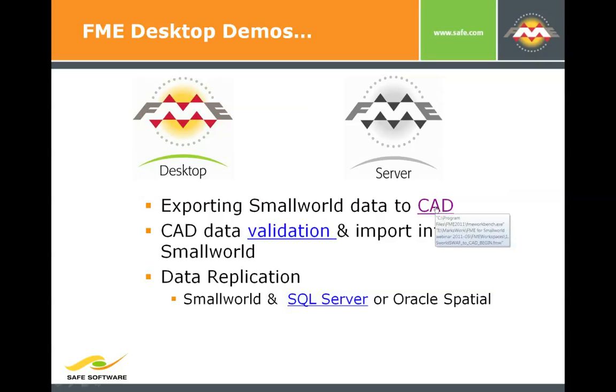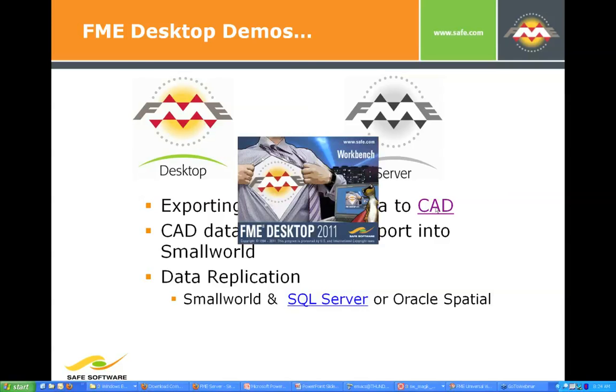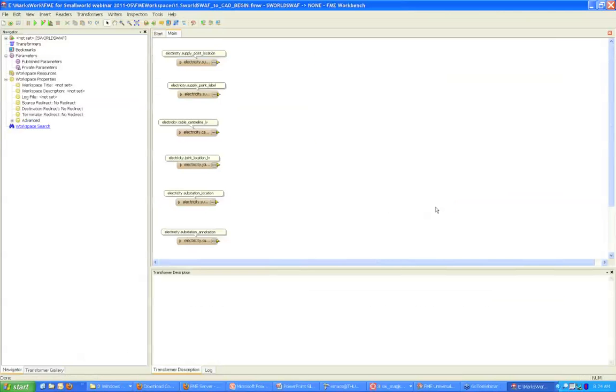So in terms of exporting to CAD, I'm just going to open up our FME Workbench application. And here it is. I've already added a reader to this workspace. In this case, it's the GE Smallworld reader and writer that I brought up. And I've cleaned it up a little bit, and I've just selected a few of the objects that are available in the Cambridge database there.